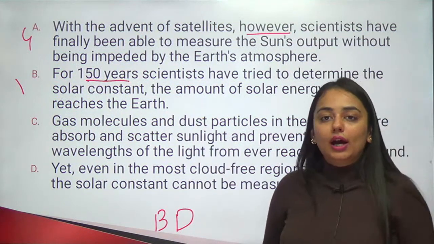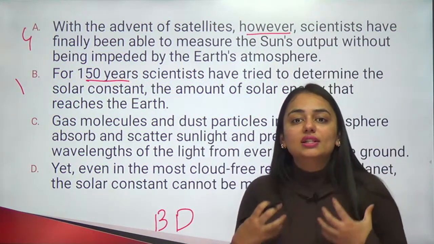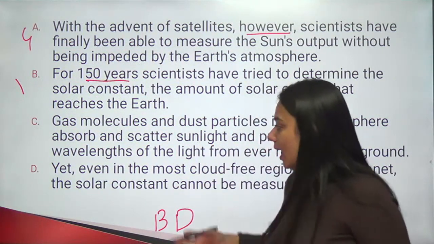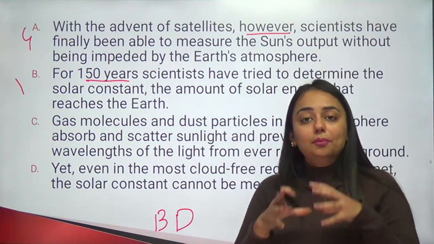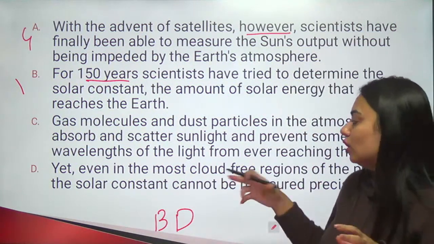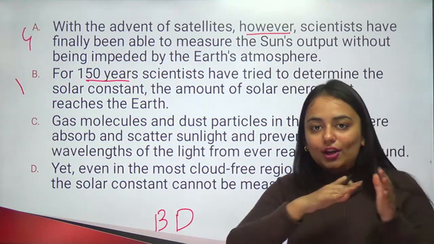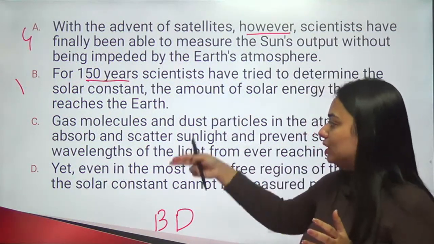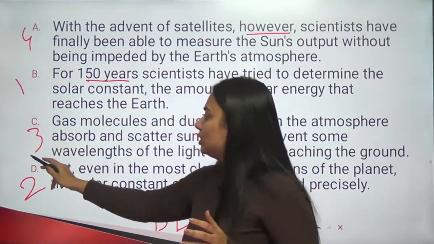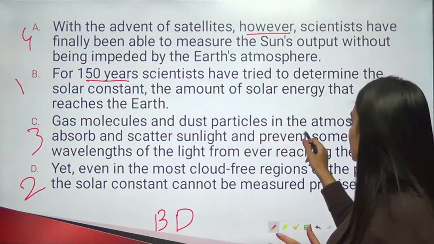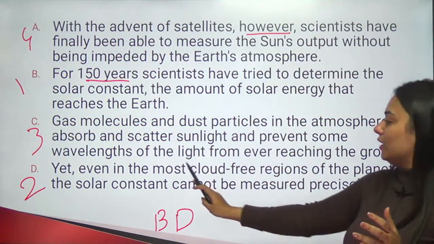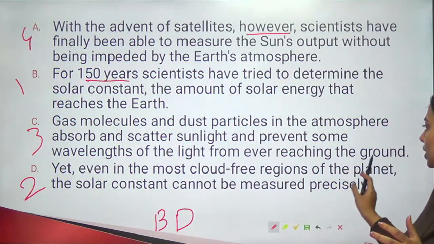B talks about that we have been making honest effort for 150 years now to calculate the solar constant. And then D says, yet, मतलब फिर भी, अभी तक भी हम cloud free regions में भी solar constant को calculate नहीं कर पाए. So it's a thought reverser from B to D. So then we are only left with C, which is gas molecules and dust particles in the atmosphere absorb and scatter sunlight and prevent some wavelength of light from ever reaching the ground.